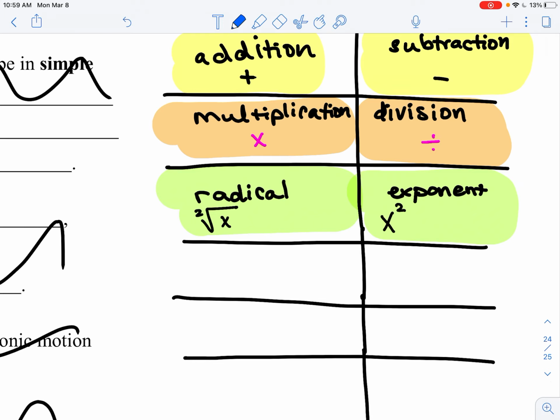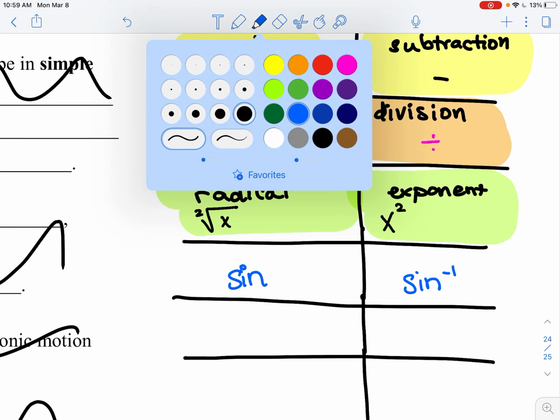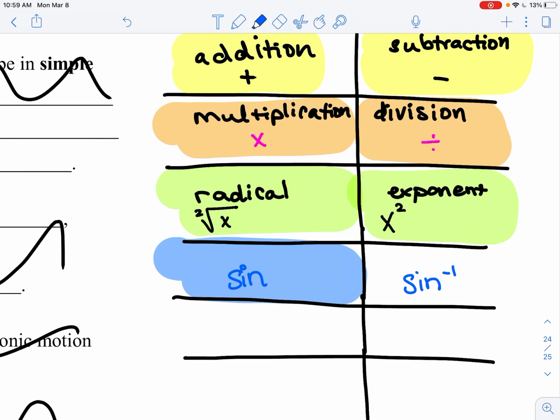We have the operation of sine, which is to take the ratio of an angle, but the opposite operation of that is what we call inverse sine. So we would normally say sine finds the ratio, and inverse sine finds the angle. So these are opposites of each other.